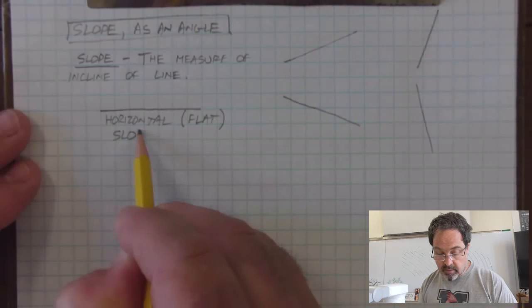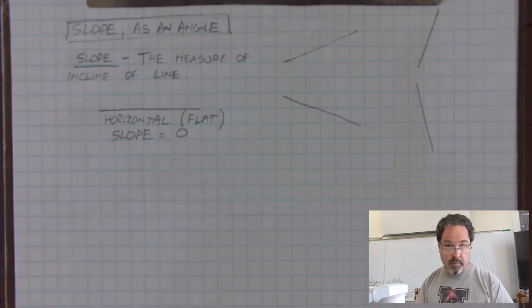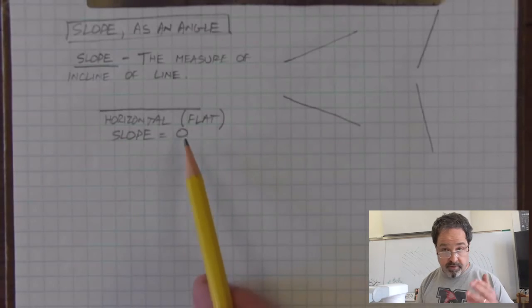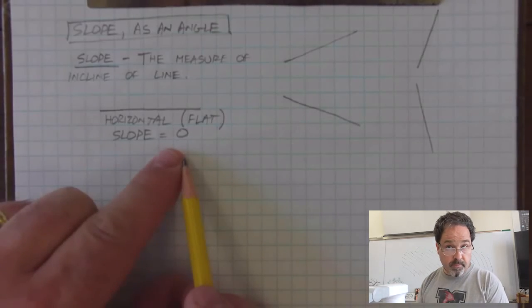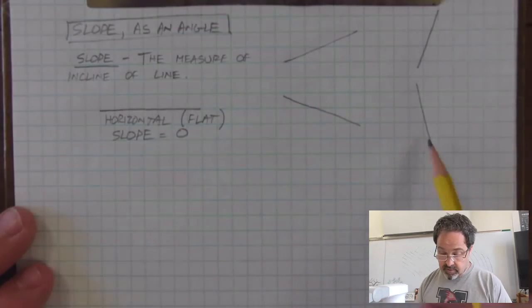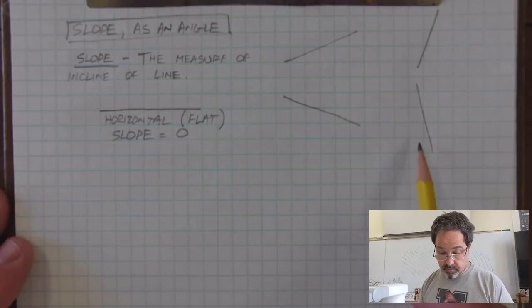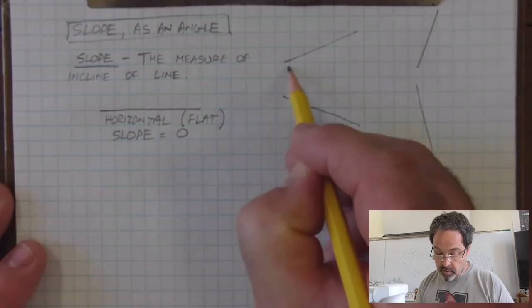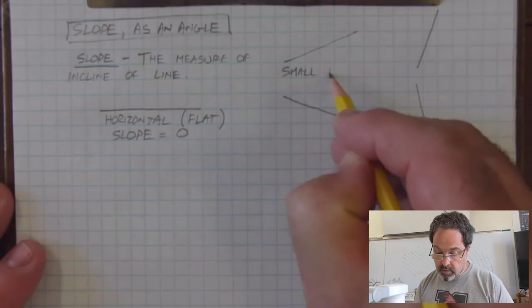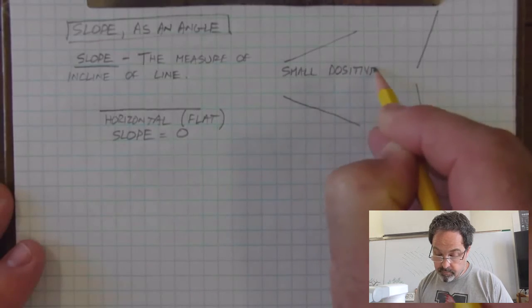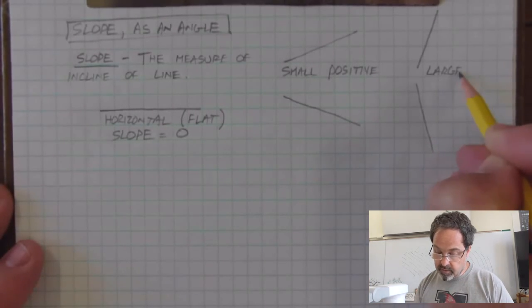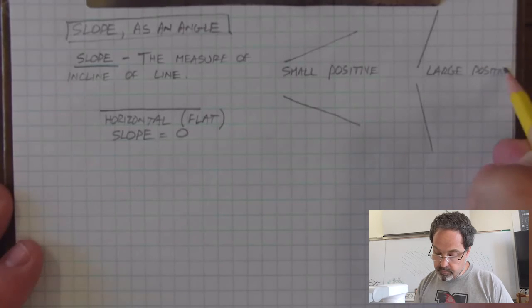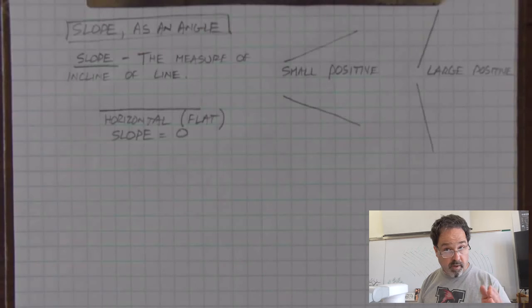A horizontal line has a slope of 0. The measure of incline of a flat line is nothing. It's 0. But 0 is an important value. These 4 lines here have a non-zero slope. This one has a small positive slope. And we can compare it to this line and think of it as having a large positive slope. These lines slope up. Up is the positive direction.